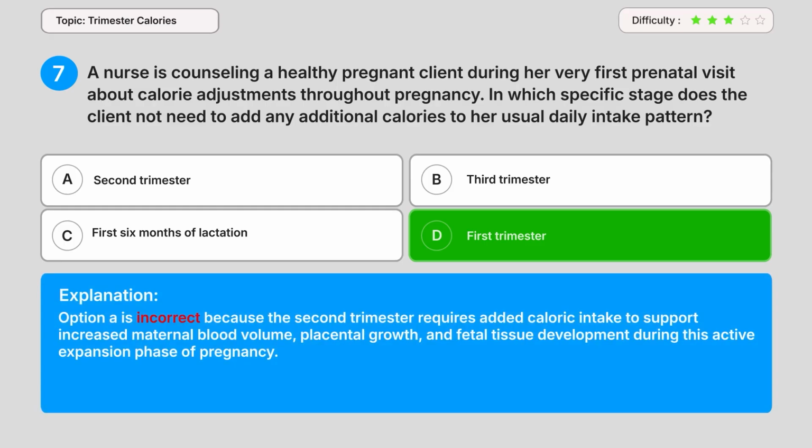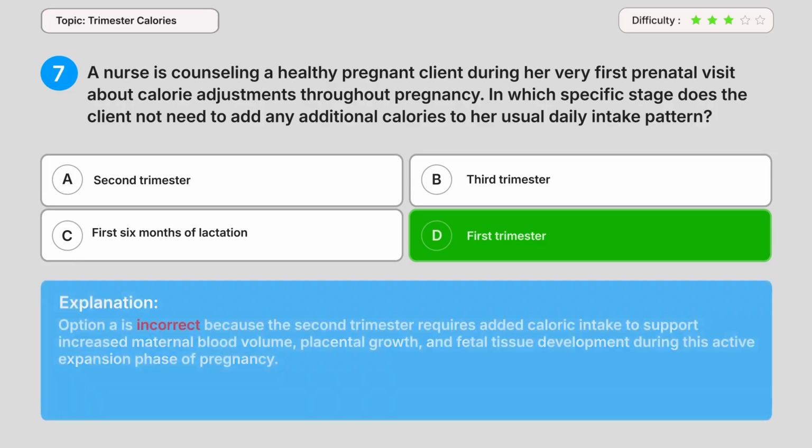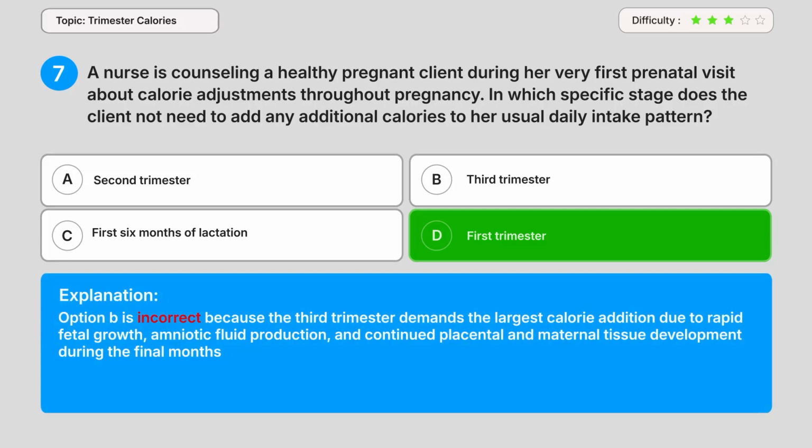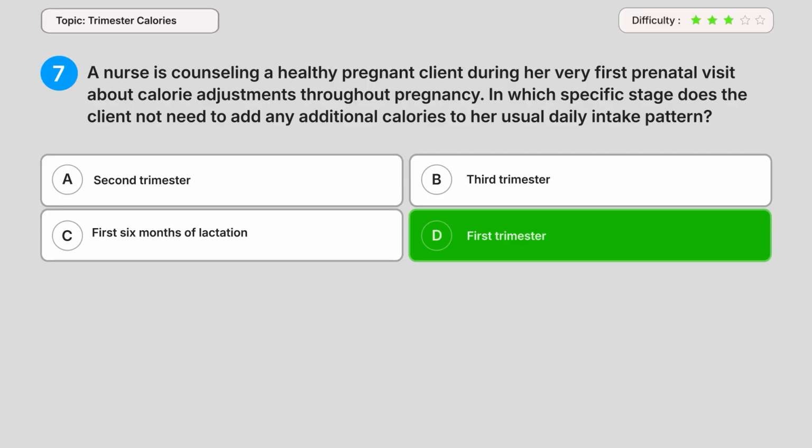Option A is incorrect because the second trimester requires added caloric intake to support increased maternal blood volume, placental growth, and fetal tissue development during this active expansion phase of pregnancy. Option B is incorrect because the third trimester demands the largest calorie addition due to rapid fetal growth, amniotic fluid production, and continued placental and maternal tissue development during the final months.